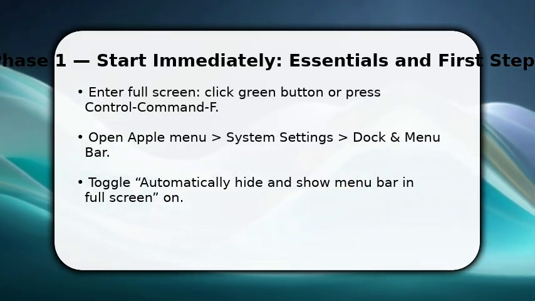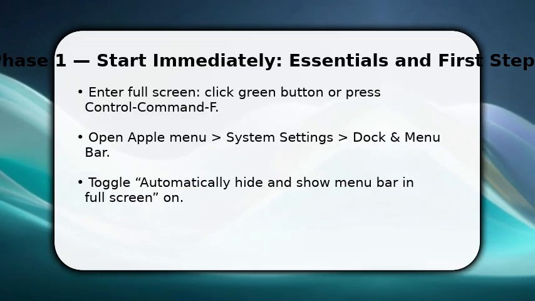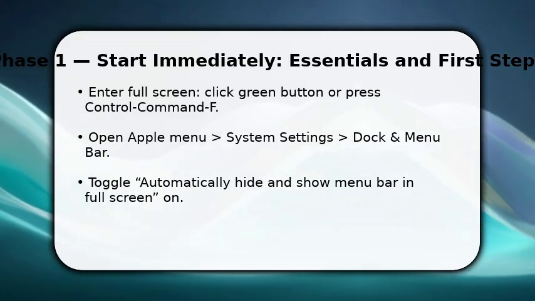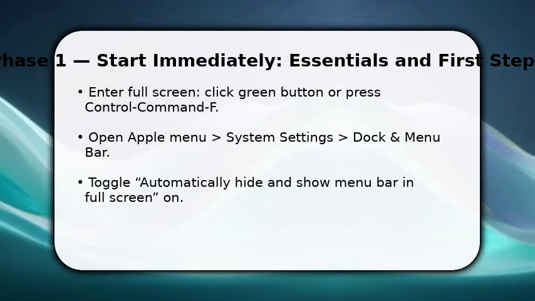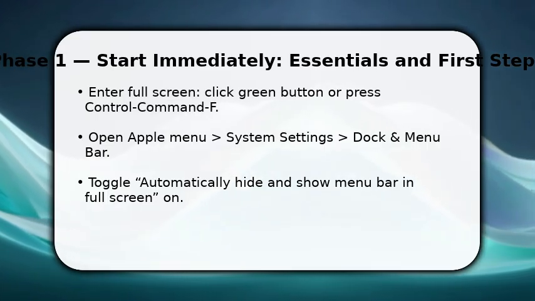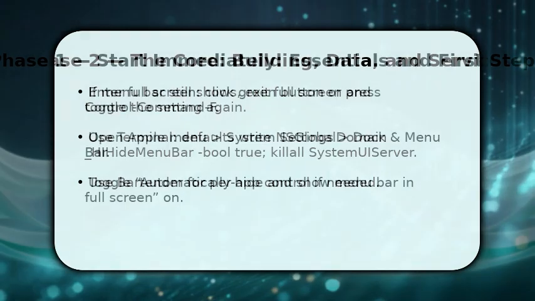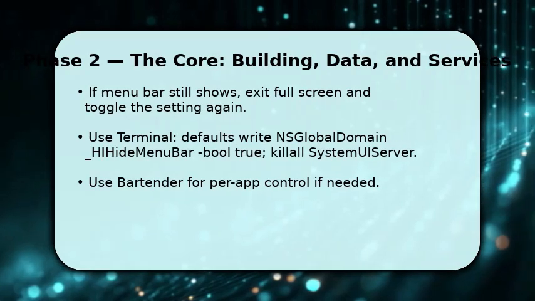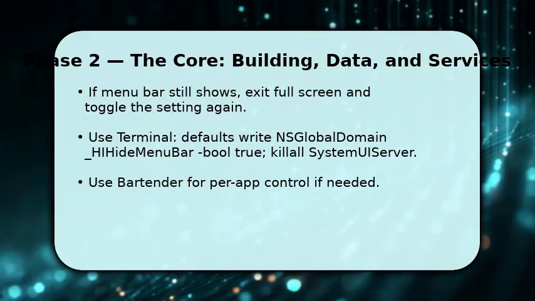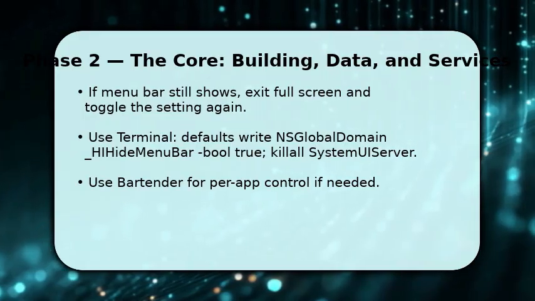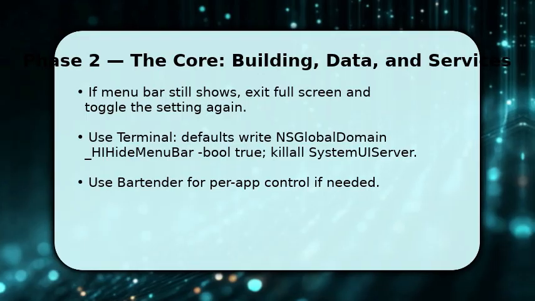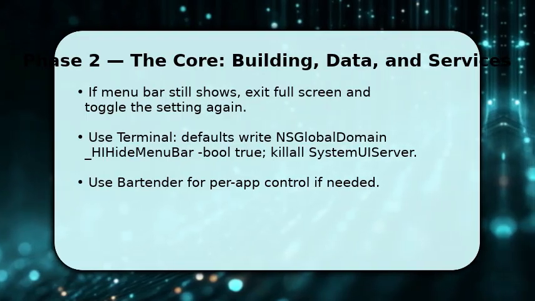Here you will find the "Automatically hide and show the menu bar in full screen" option. Toggle it on. This step tells macOS to hide the top bar when apps use full screen and is the essential first action. Next, verify behavior and adjust app-specific settings, then use Terminal only if needed. If the bar still appears, exit full screen and toggle the setting again, or try Mission Control to rearrange spaces.